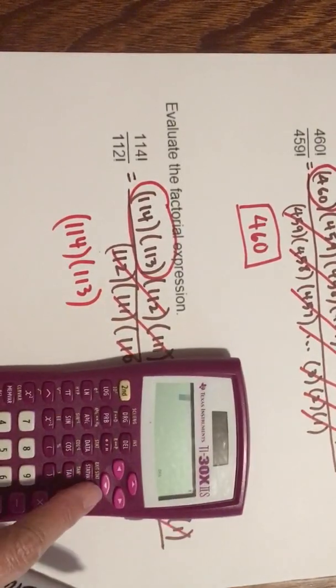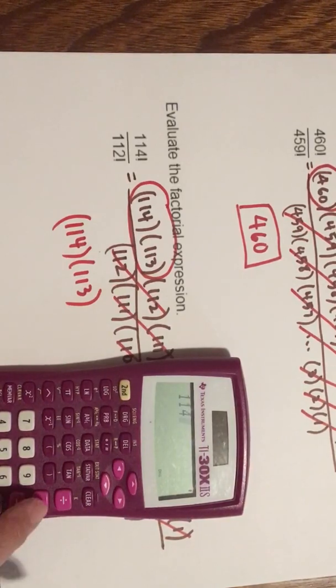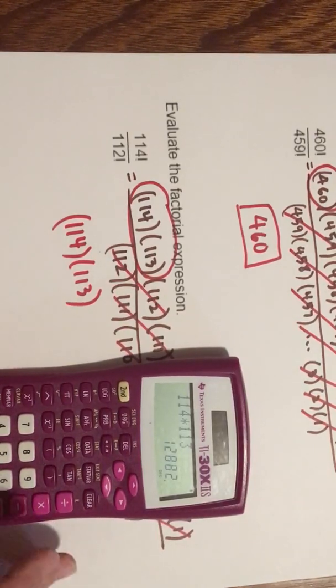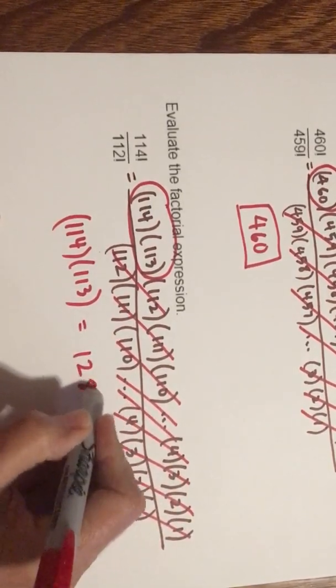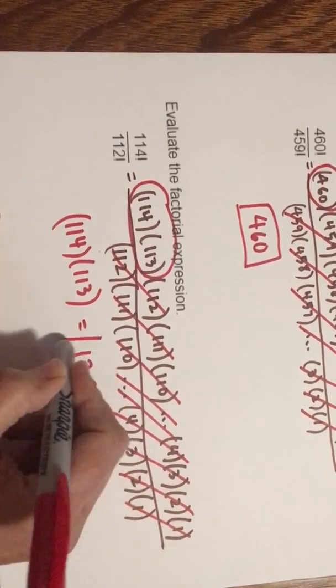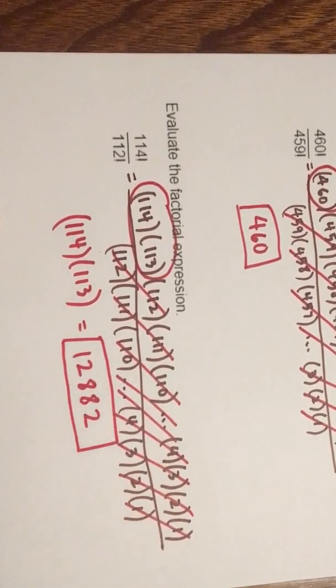And I will just type that into my calculator. 114 times 113. And I get 12,882. So my final answer, 12,882. So these problems where you get an overflow error on the calculator, you really have to step back and look at it on paper and figure out what's going on with it.